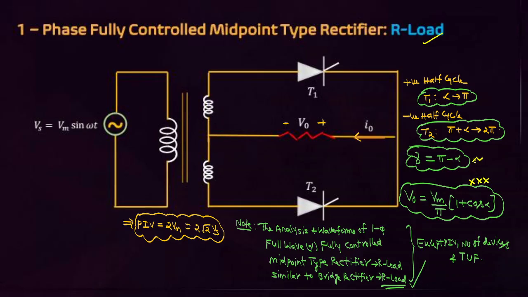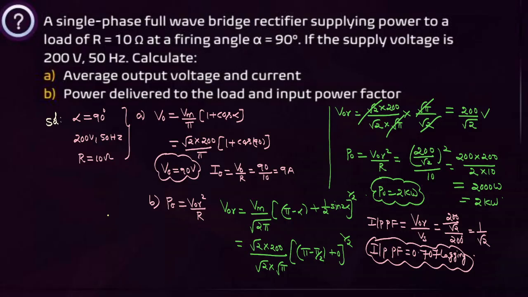The conduction angle is also same: pi minus alpha. The analysis and waveforms of single phase full wave, fully controlled midpoint type rectifier are similar to the bridge rectifier using R load. That point you have to remember, except the peak inverse voltage. Here the peak inverse voltage is how much, friends? 2 Vm. But in bridge rectifier, what is the peak inverse voltage? That's Vm.